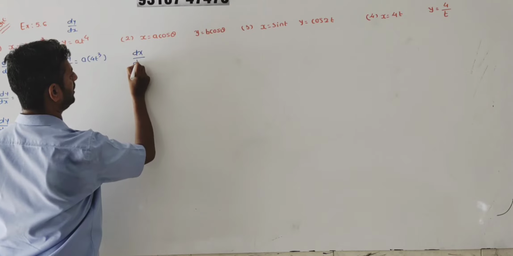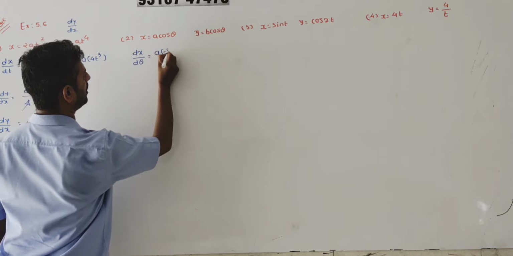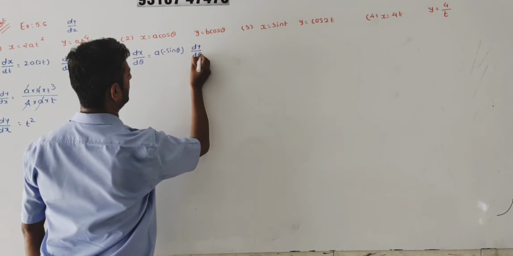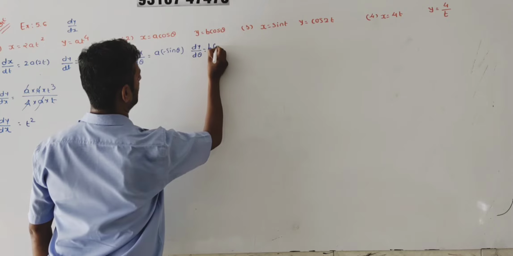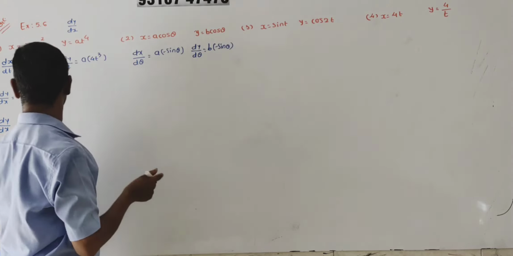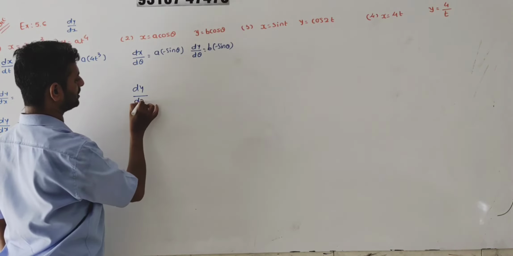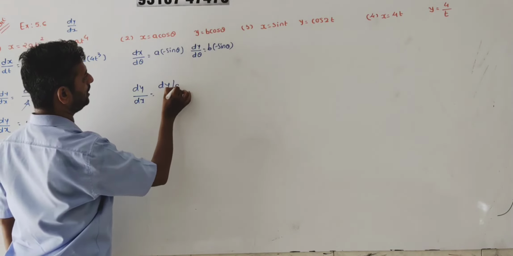In the same way, dx by d theta is equal to a into minus sin theta. dy by d theta is equal to b into minus sin theta. Now your dy by dx is equal to dy by d theta upon dx by d theta. So minus b sin theta upon minus a sin theta. So your answer is b by a.